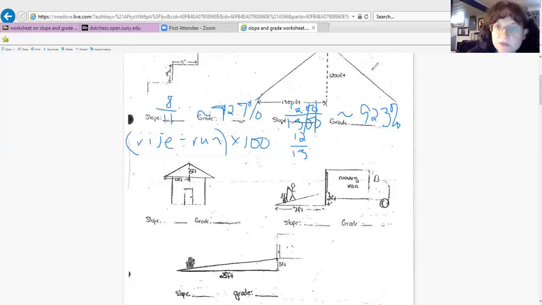So now let's put this in perspective. What would you expect to be steeper? Would you expect a staircase or a mountain to be steeper? Well, I would suspect that a mountain is steeper. And now we can compare the two grades. This had a grade of 72.7, or almost 73%. This has a grade of 92.3%. So the mountain is steeper because it has a higher grade.